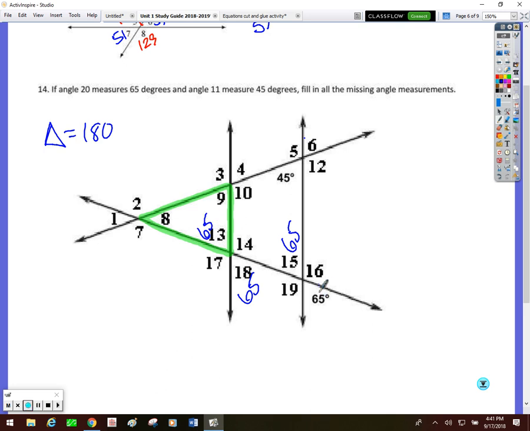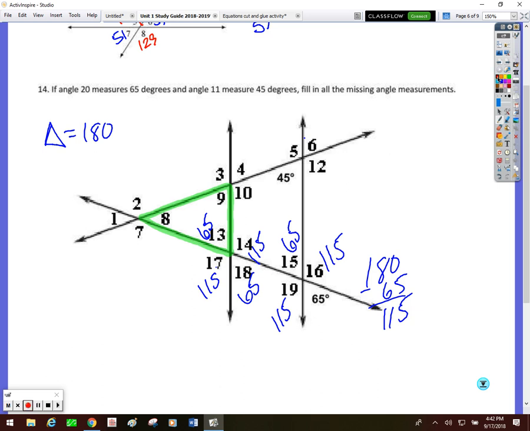Then I can find here 16 and 65 are supplementary. So 180 minus 65 is 115. So angle 16 is 115. 16 and 19 are vertical, which means they are congruent. 19 and 14 are alternate interior, which means they are congruent, or they are corresponding, right? Okay, and then if I can get right here, these are vertical angles, 14 and 17, so they're 115. Or you could say they're corresponding here, or alternate exterior here, or supplementary here. So there's a bunch of ways to do that, okay?